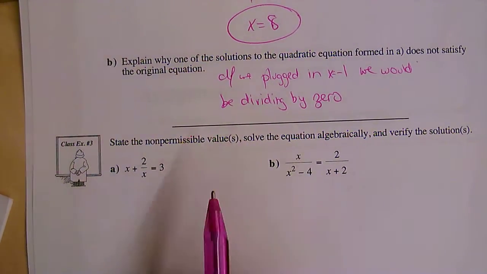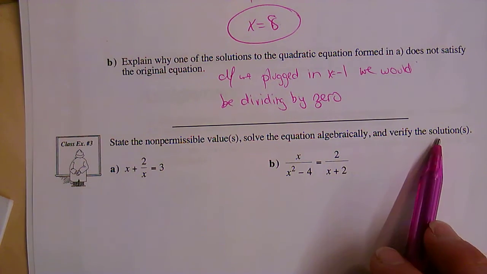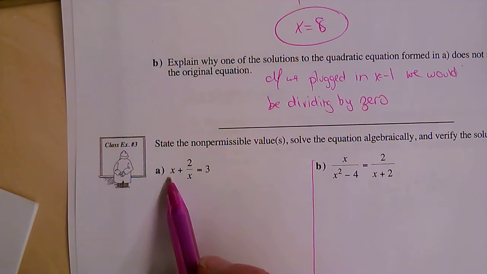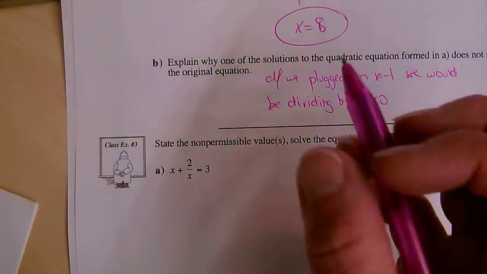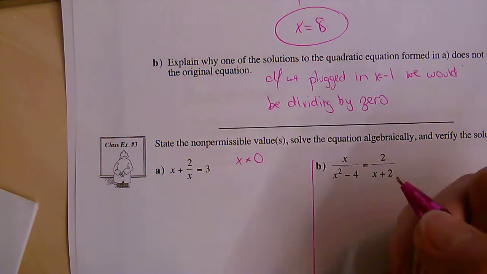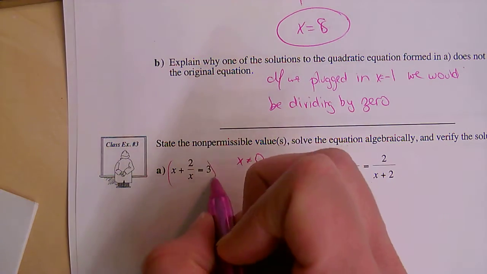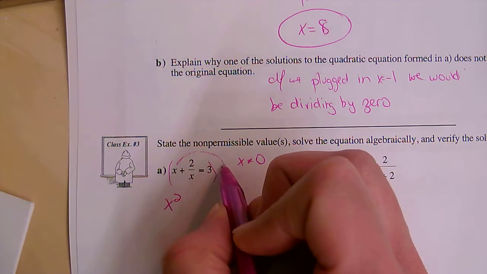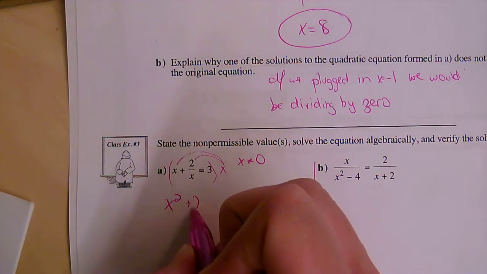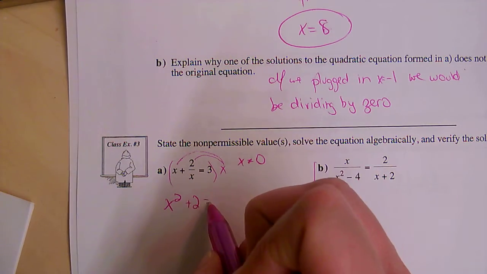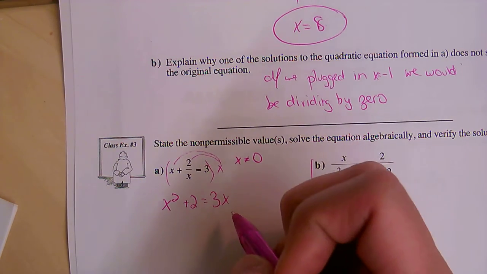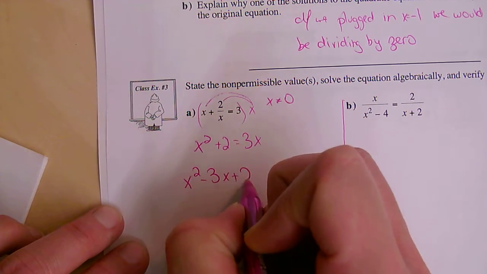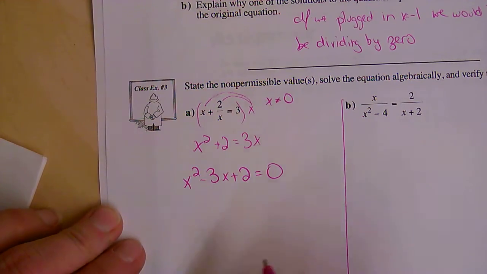Okay, state non-permissible values, solve, verify. Doing the same thing. For this one, I think the easiest would be to multiply through by that x. First off, that x means we can't divide by 0. So I'm going to multiply the whole thing by x. x times x is x squared. x times 2 over x is just 2, and then x times 3 is 3x. So of course I'm going to move these all over. I've got my trinomial, and then I'm going to factor.